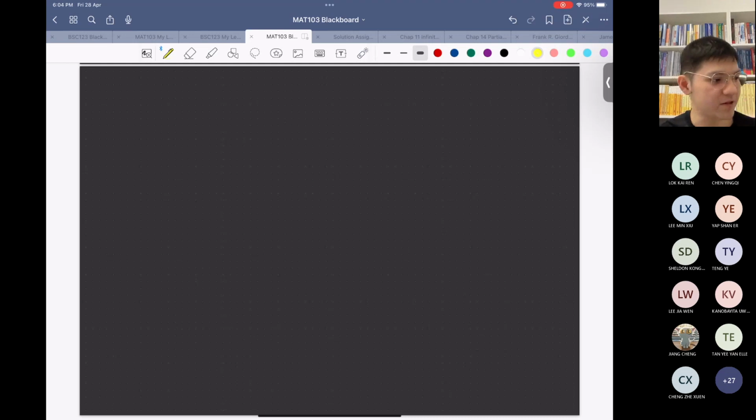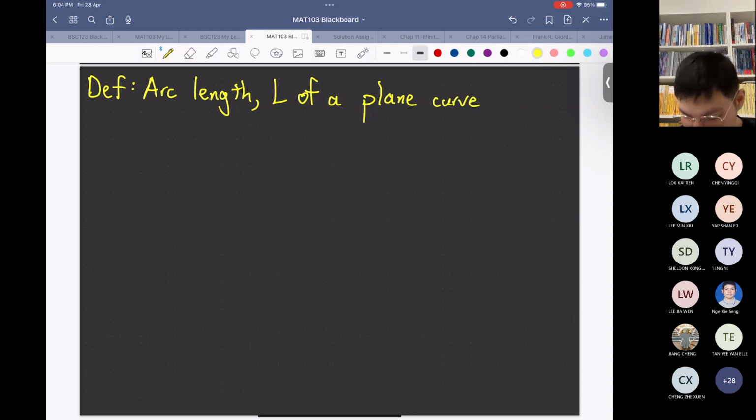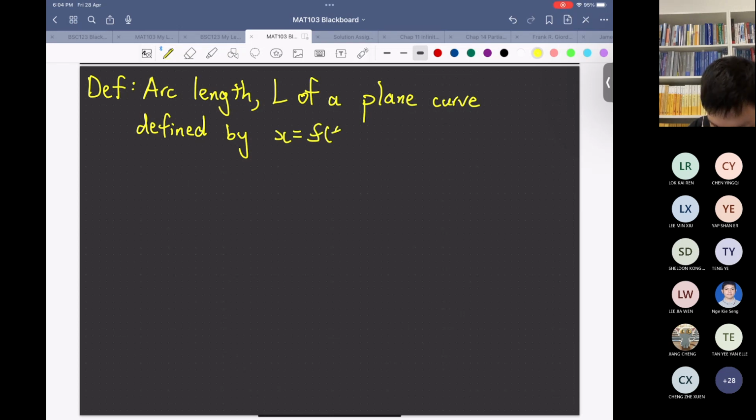Okay, we'll continue from this afternoon. So the next part we'll talk about is how to find the arc length of a plane curve. So what's the arc length? Let's say our curve is given by two functions, x equals f(t) and y equals g(t), for a period of time from a to b.